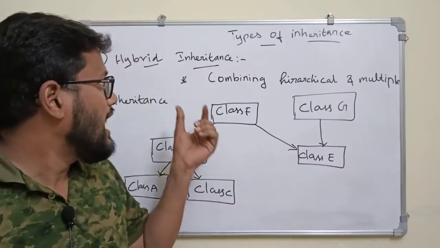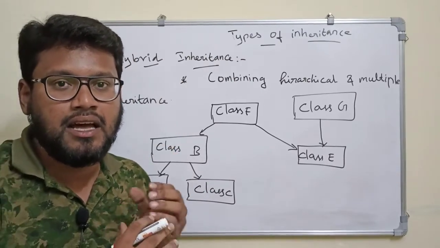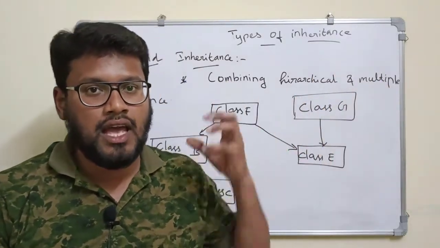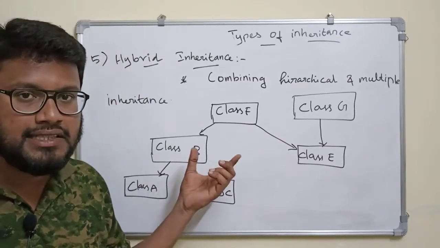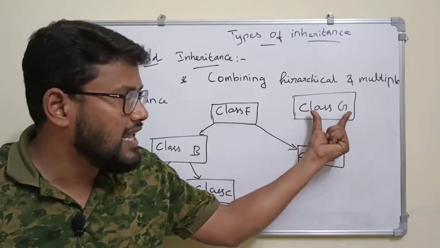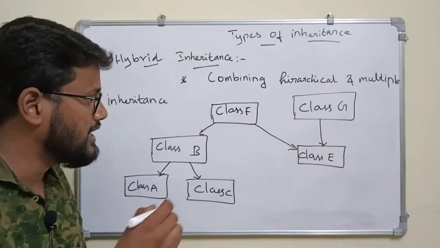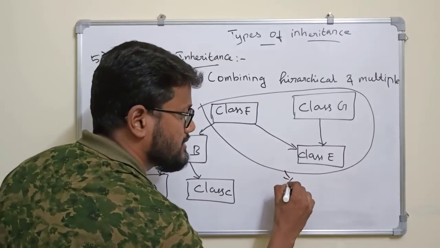The fifth type is hybrid inheritance. In hybrid inheritance, hierarchical and multiple inheritance are combined. In this example, class F and class G are base classes for class E. That means it is a multiple inheritance.